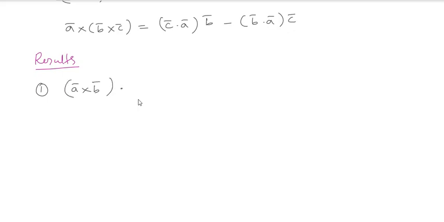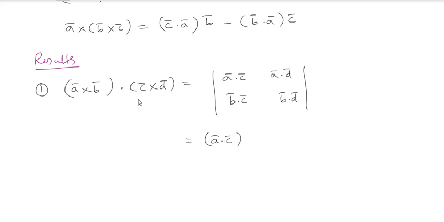A bar cross B bar dot C bar cross D bar. If I want to mention, I'll have here A bar dot C bar, A bar dot D bar, then B bar dot C bar, then B bar dot D bar. So this is a determinant. For this determinant, if you calculate, you will have A bar dot C bar into B bar dot D bar minus A bar dot D bar into B bar dot C bar. Am I correct or not?